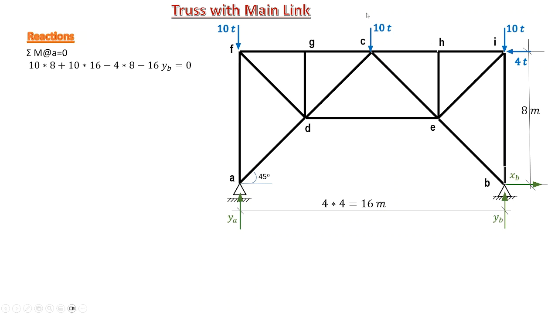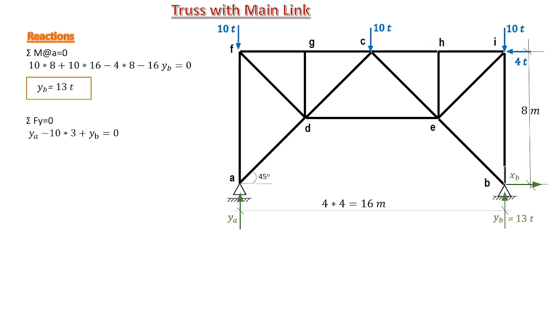We are left with 10 tons at C with an arm 8 meters, 10 tons at I with an arm 16 meters, and our horizontal 4 tons at I rotating in an opposite sense to the previous forces and therefore minus 4 by 8, minus YB by the arm 16 meters until we reach A. This gives YB equals 13 tons and we plot it on our diagram.